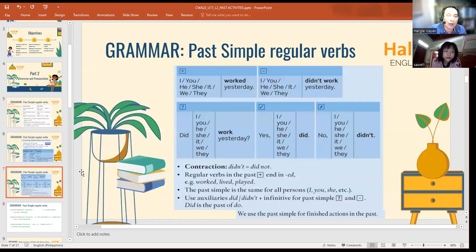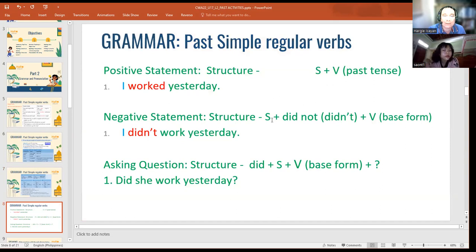Now remember, if the subject is I, you, he, she, it, we, they, following that would be the past tense of the verb. That's for the positive statement. For the negative statement, what would be our structure? Subject plus did not, but we have to contract that, that's why we use didn't, plus a verb in the base form, the infinitive form.